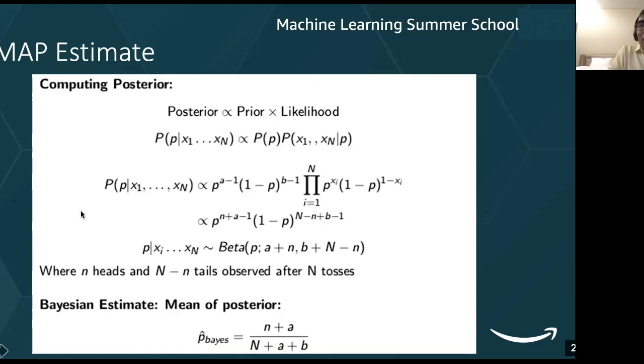Now, as I had talked about earlier, there was a concept of maximum a posteriori probability, or MAP. The way we would do that is by maximizing the posterior in terms of the parameter theta, in this case p. If you did that, you would end up with an expression of this form: n plus a divided by capital N plus a plus b, where a and b, remember, are the parameters of the prior beta distribution, small n is the number of heads, and capital N is the total number of trials.